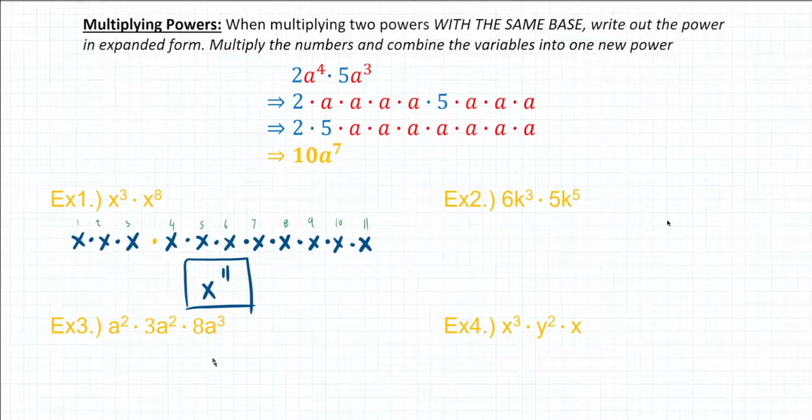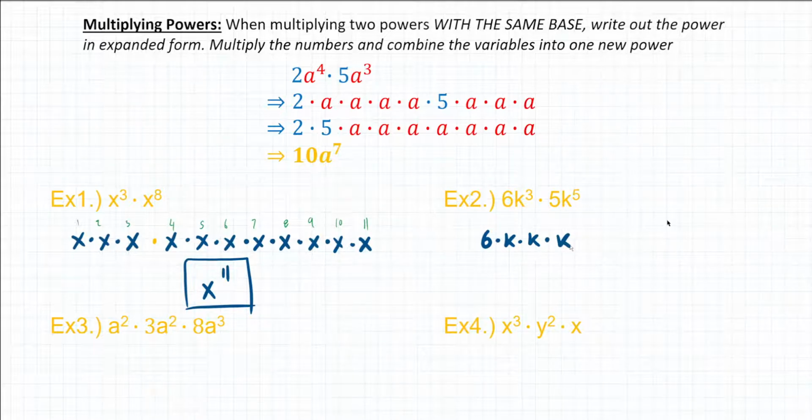See? So all we did was rewrite them both in expanded form and then recombine them. Pretty straightforward. What happens if we have some coefficients? We throw some numbers into the mix. Well, we're still going to do the same thing. We'll rewrite them in expanded form. So 6k to the third power would just be 6 times k times k times k.